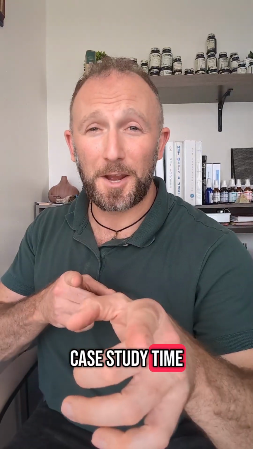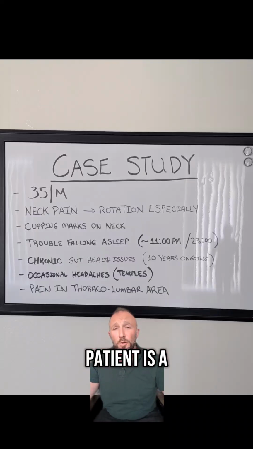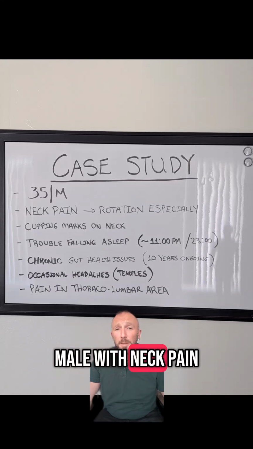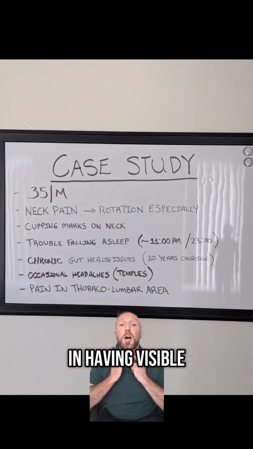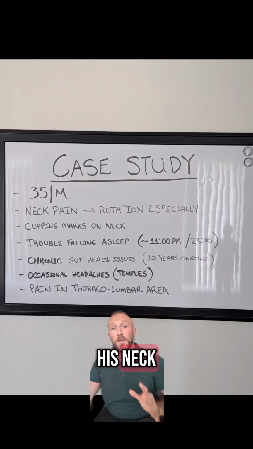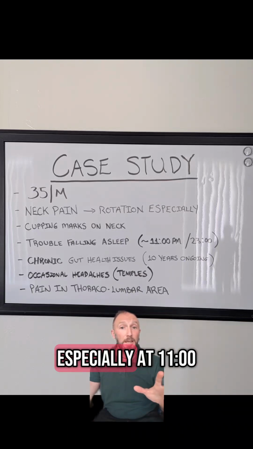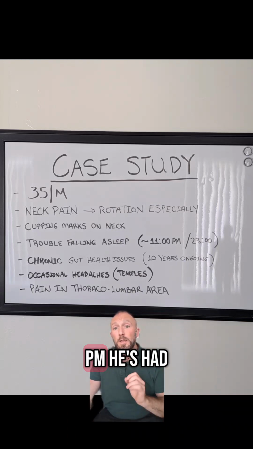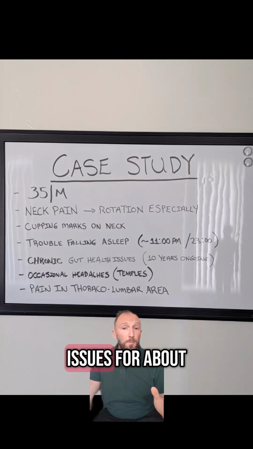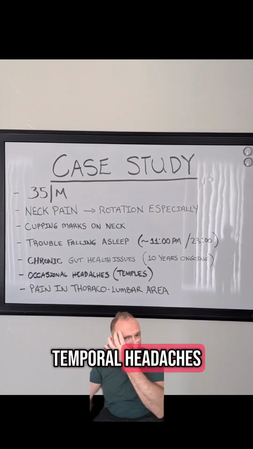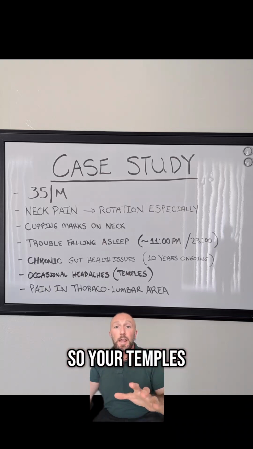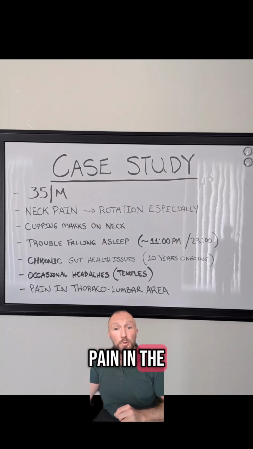Case study time. Here we go. Patient is a 35-year-old male with neck pain, especially on rotation. He actually came in having visible cupping marks on his neck. He has trouble falling asleep, especially at 11 o'clock p.m. He's had chronic gut health issues for about 10 years now. He's occasionally getting temporal headaches, so your temples, and he's got pain in the thoracolumbar area.